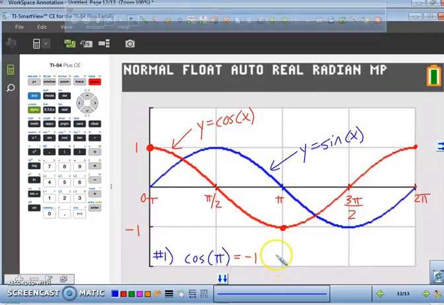Let's look at problem number 2. Ready? Problem number 2. What does it ask us for? Sine of what? Sine of 3 pi over 2. So we're going to go to 3 pi over 2. We're going to look at the sine wave. Where are we at? At 3 pi over 2 in the sine wave. Negative 1. Wow, this is easy.